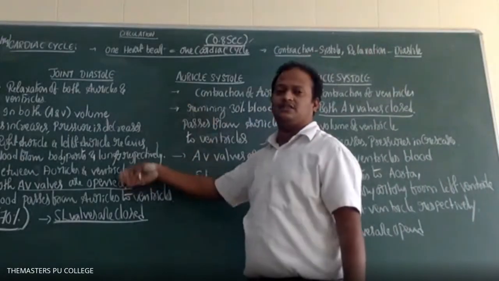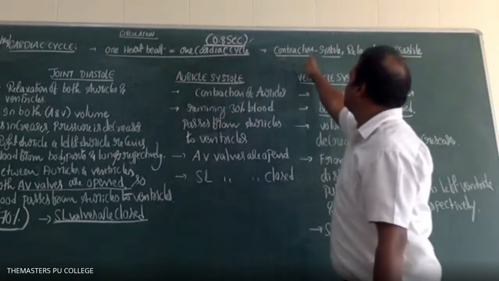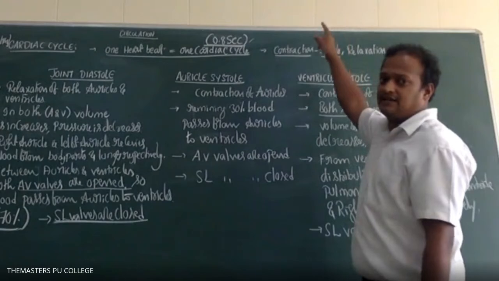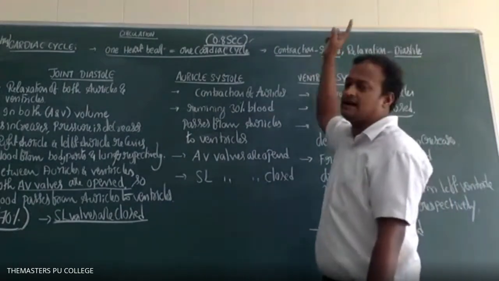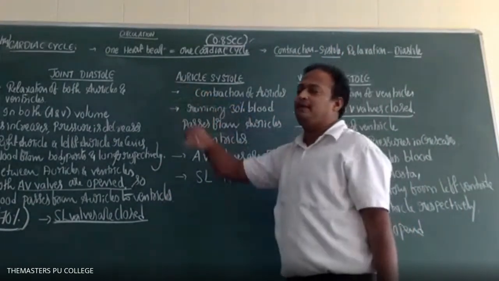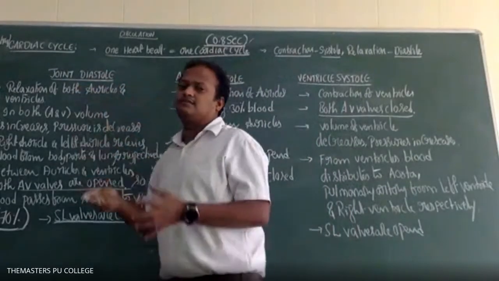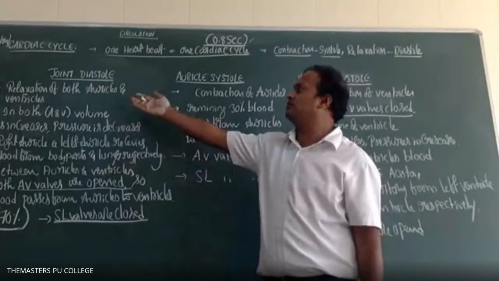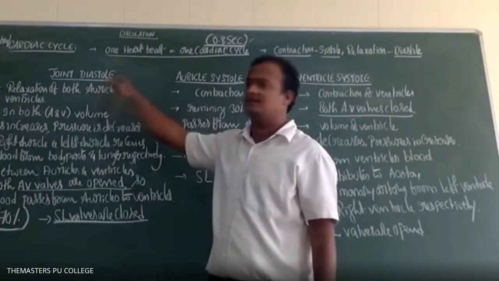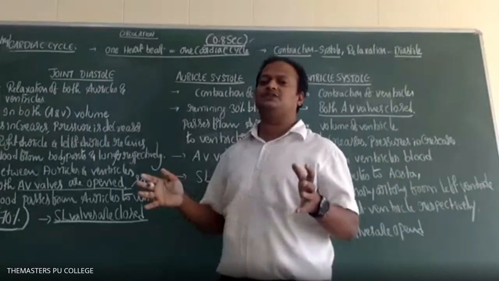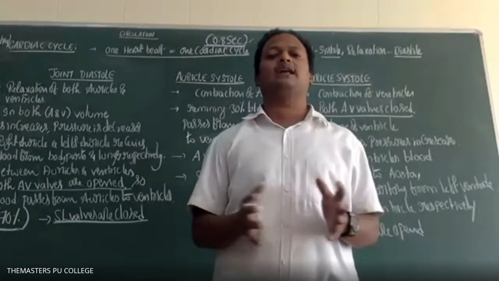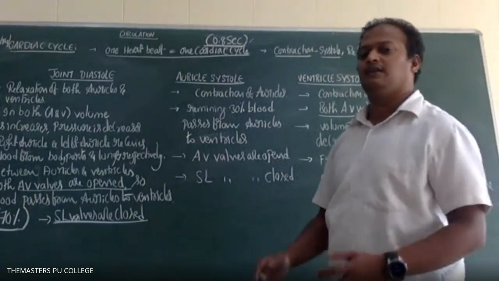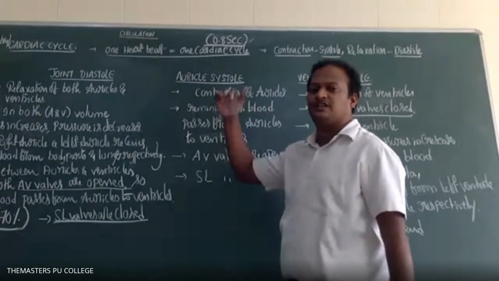So in joint diastole, what is happening? Systole means contraction, and diastole means relaxation. Joint diastole means what is relaxed: auricles, ventricles, or both? Both auricles and ventricles. With the relaxation of auricles and ventricles, volume increases. When volume increases, pressure decreases.